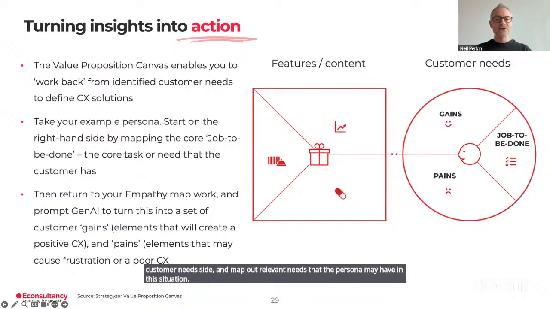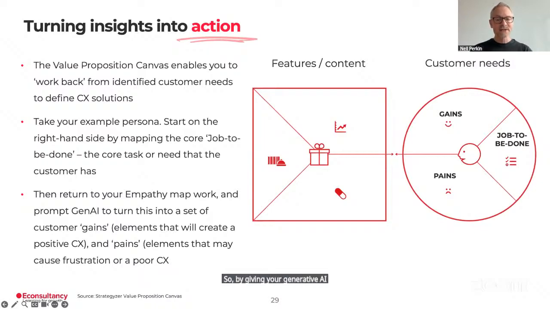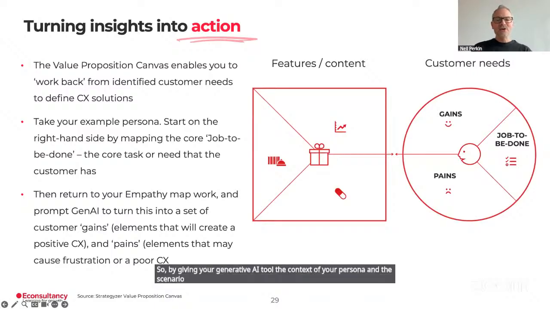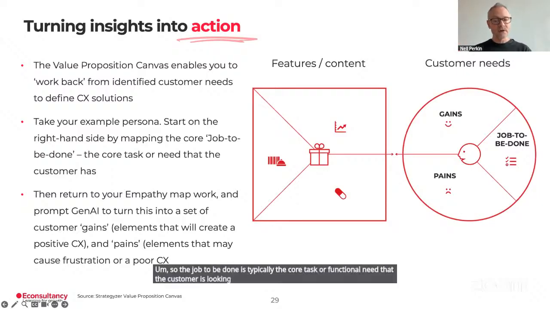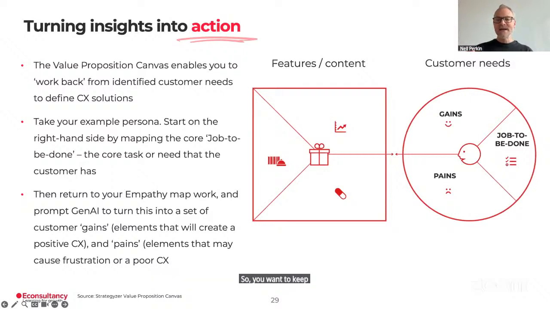So by giving your generative AI tool the context of your persona and the scenario or example situation, you can then prompt the AI to help suggest relevant customer needs. So the job to be done is typically the core task or functional need that the customer is looking to fulfill. So you want to keep this expressed as a short, simple sentence.